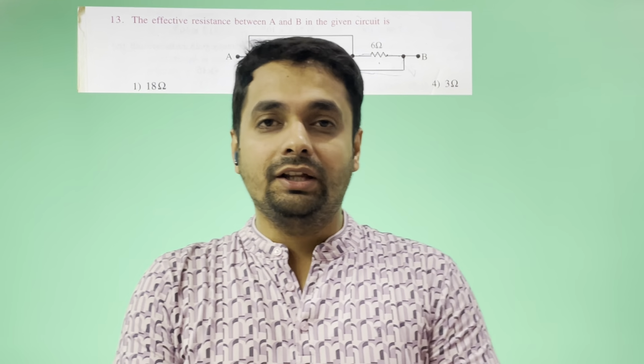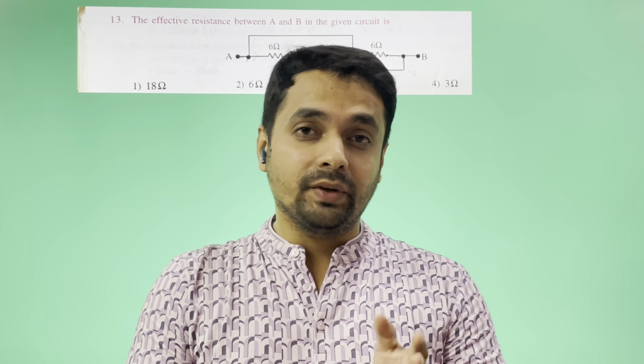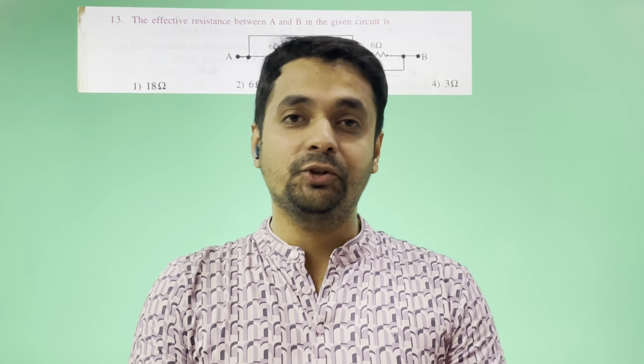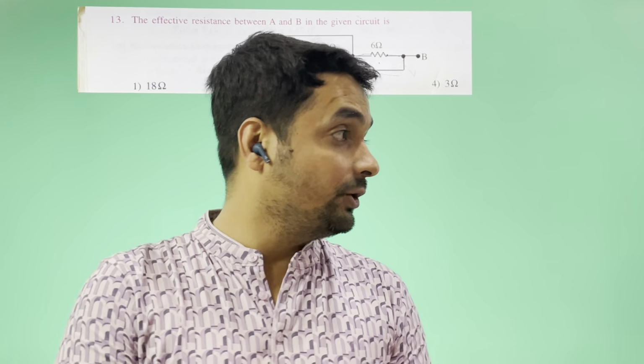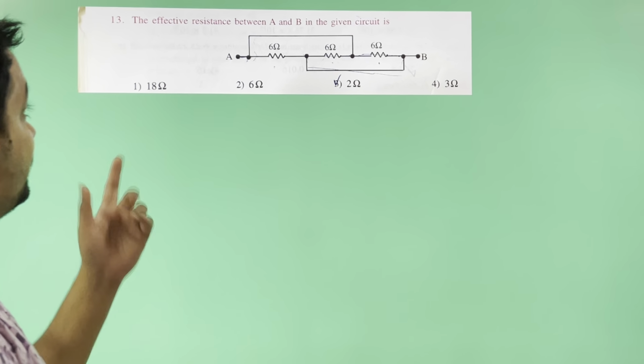In the first video on electric circuits, we discussed the basics of the electric circuit, Ohm's law, KCL, KVL, and the Wheatstone bridge. Now in this video, we will discuss a few problems based on those concepts, so that we have clarity about them. Here, the first problem I have is effective resistance.